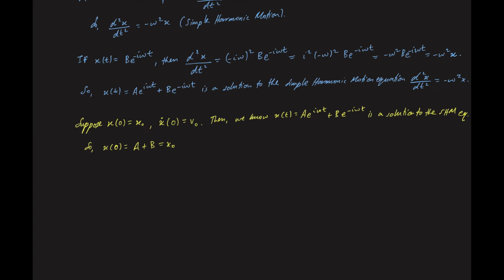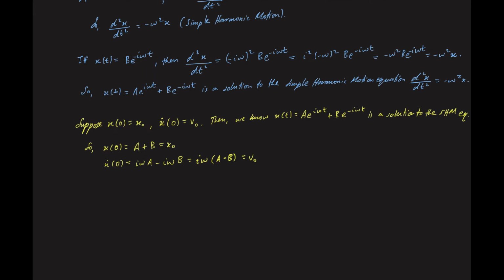Now x dot of 0. The A term gives us an i omega factored out times e to the i omega t. So we get i omega A, e to the i omega times 0 is just 1. And the second term, the B term, gives us a negative i omega times B e to the negative i omega times 0, which is just 1. So this is going to be equal to v naught.